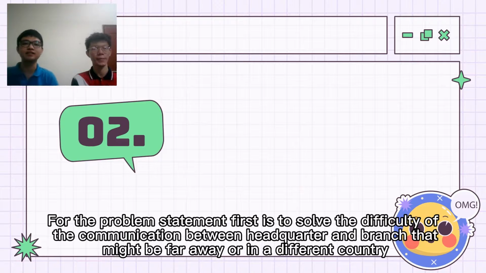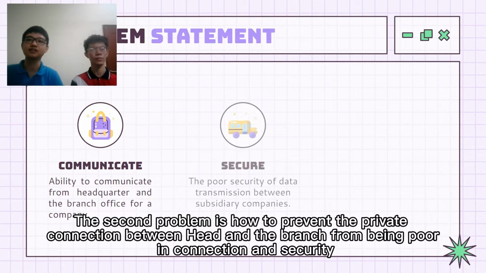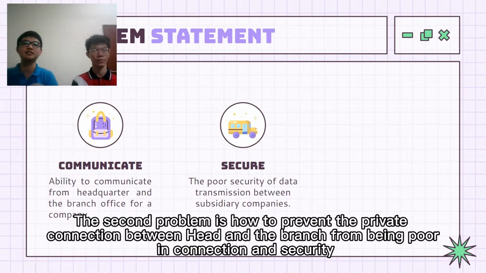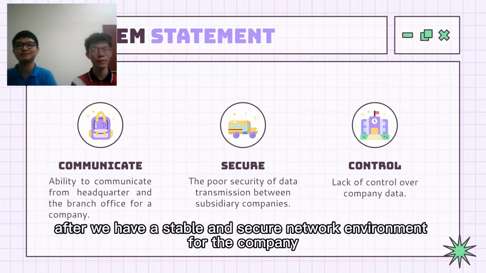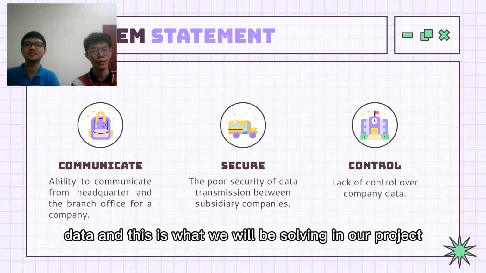For the project statement, first is to solve the difficulty of communication between headquarters and a branch that might be far away or in a different country. The second problem is how to prevent the private connection between headquarters and the branch from being poor in connection and security. Last but not least, after we have a stable and secure network environment, the company will face a lack of control over its data, and that is what we will be solving in our project.